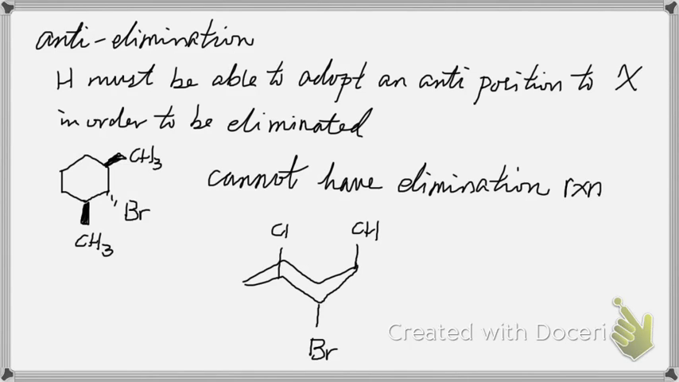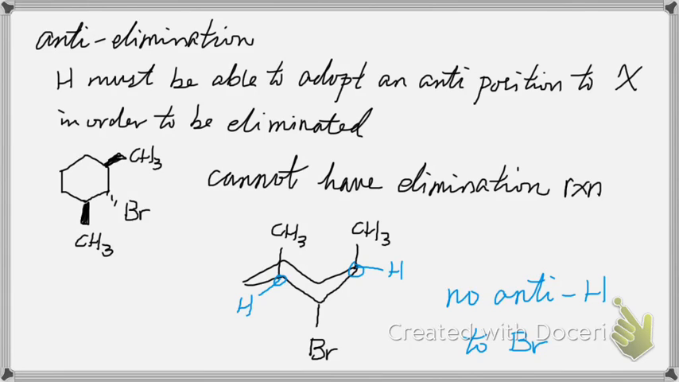So let's take a look at the chair conformation. One of the chair conformations has all these substituents on the equatorial position. As you can see, the beta carbons are the carbons here, right? And the hydrogens on these carbons are on the equatorial position. They are not anti to Br. The methyl groups are anti to Br, right? So there is no anti-hydrogen to Br to be eliminated, and this compound cannot have the elimination reaction.